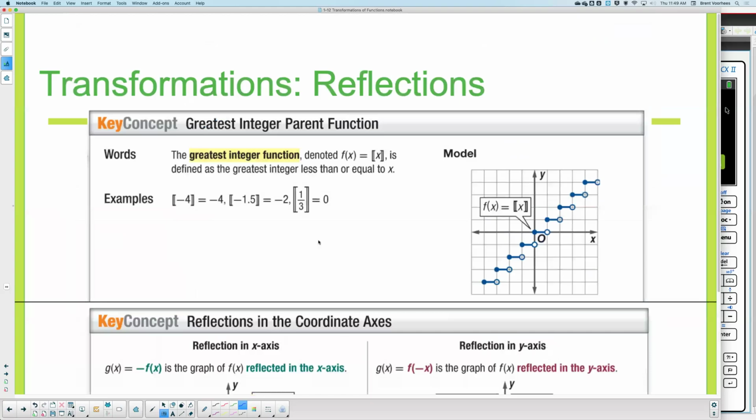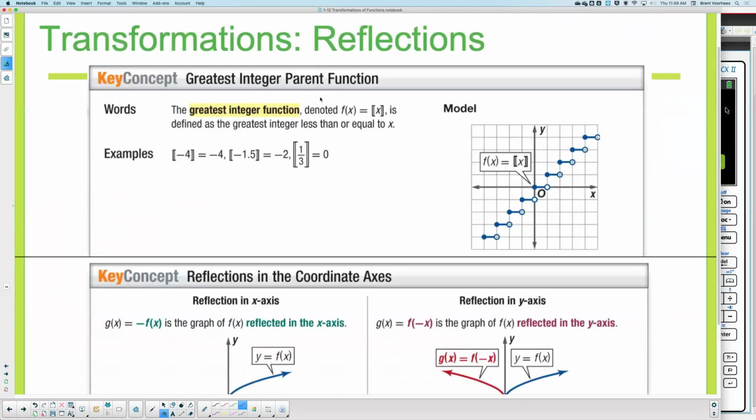Okay? And finally, the last parent function we might see is what we call the greatest integer. This is real world for rounding. Use it in the real world when you need to round.